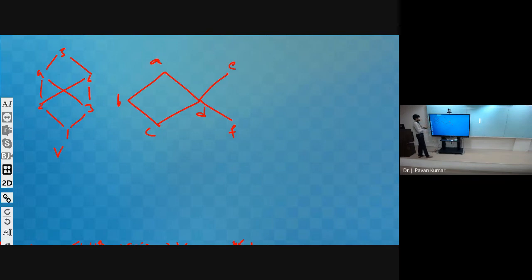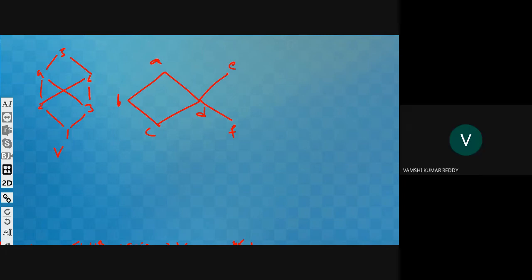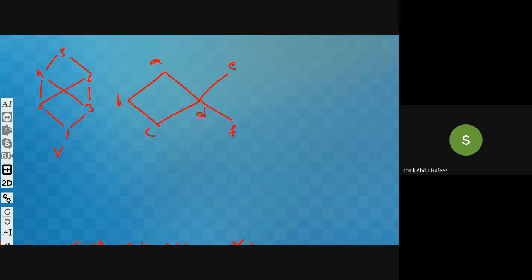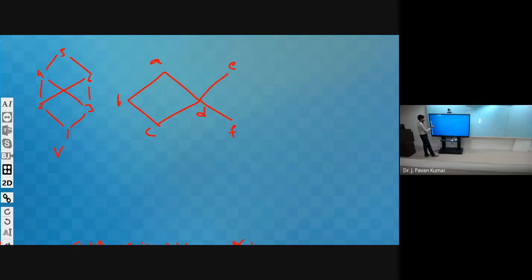Now you consider 2 and 3. What is the join for 2 and 3? What is the join? 2 and 3, where are these two meeting? 2 and 3 are meeting here, right? Or you can consider here also. Yes or no? Yes, sir.